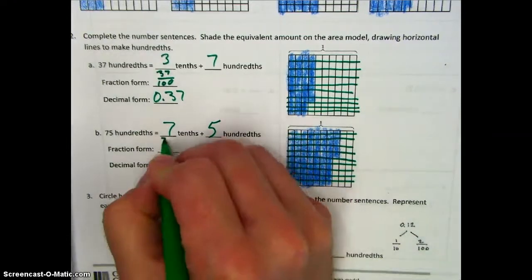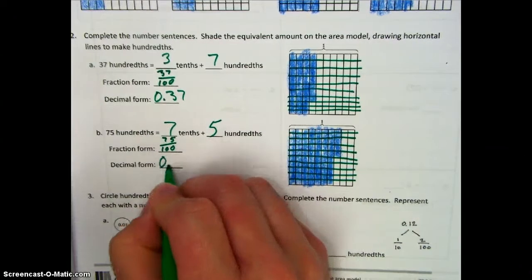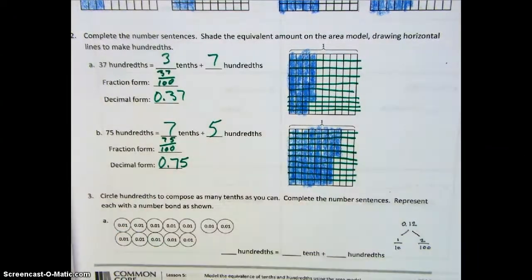So in fraction form, we have 75 hundredths, and as a decimal, we have 75 hundredths. And connecting that to money, you know that 75 hundredths is 3/4. So 75 hundredths is also equivalent to 3/4.